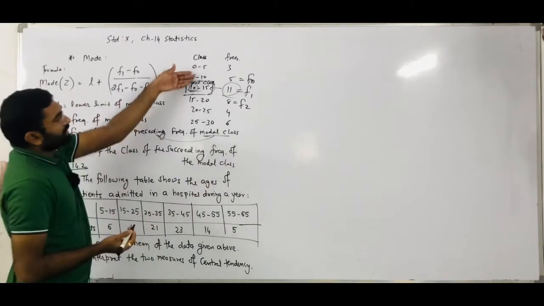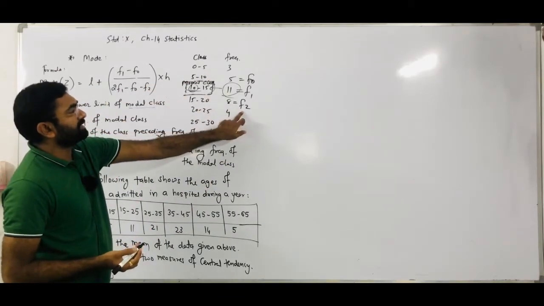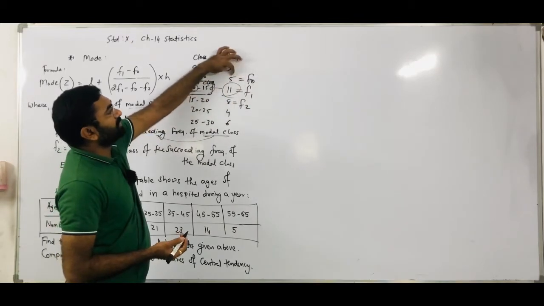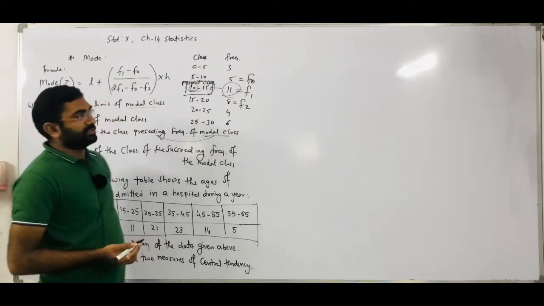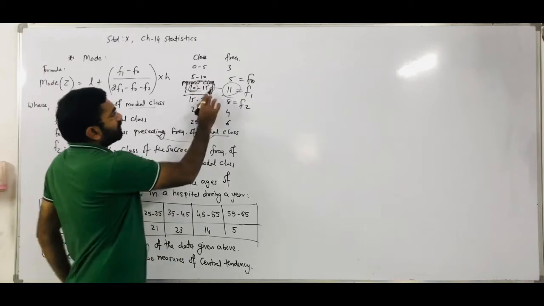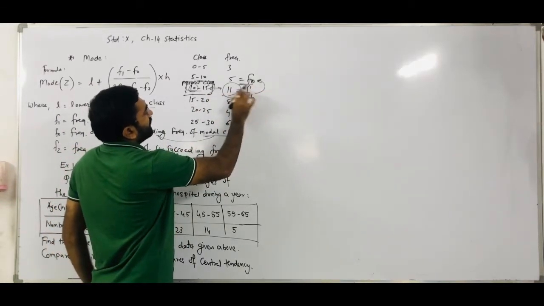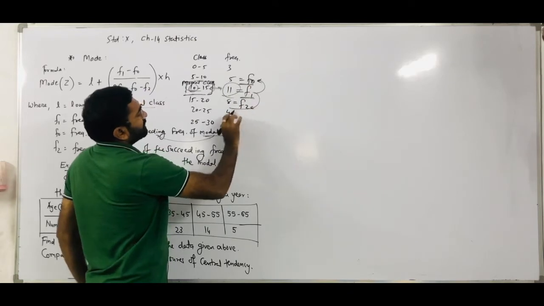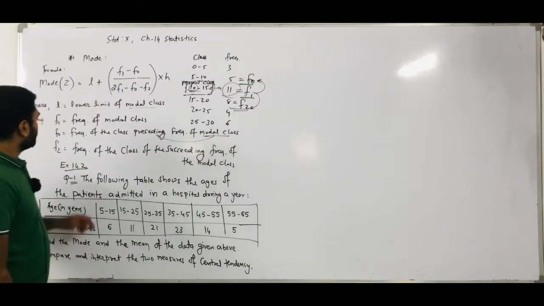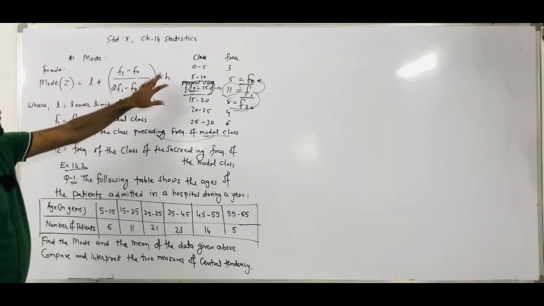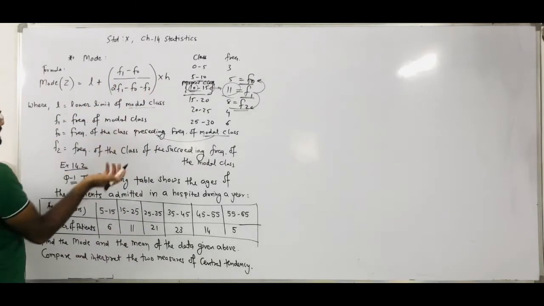It means the model class's next class frequency is represented as F2, and the model class's previous class frequency is represented as F0. So you have to remember that the model class frequency is F1, its preceding class frequency is F0, and its succeeding class frequency is F2. So we already have the F1, F0 and F2 notation, and H we already defined.